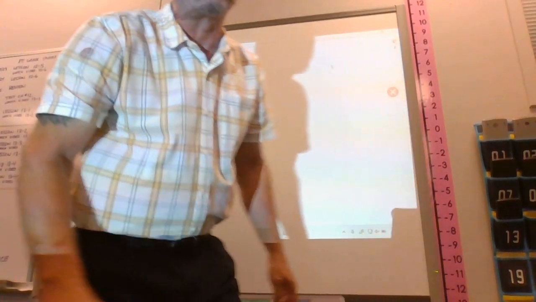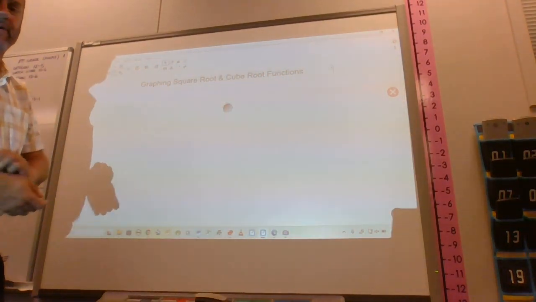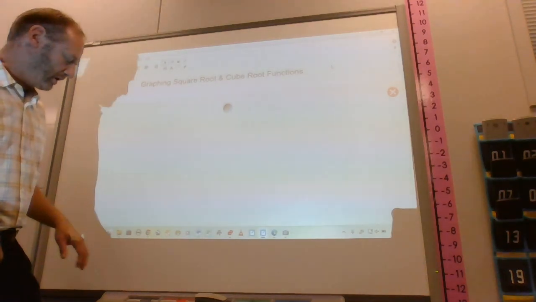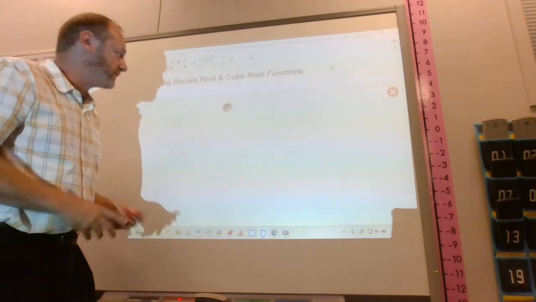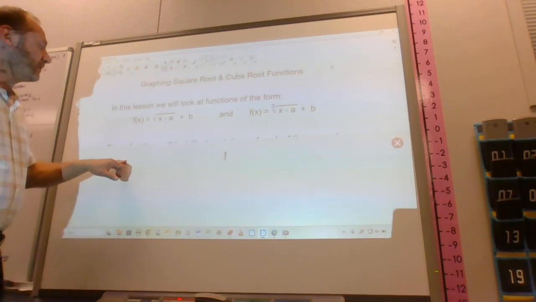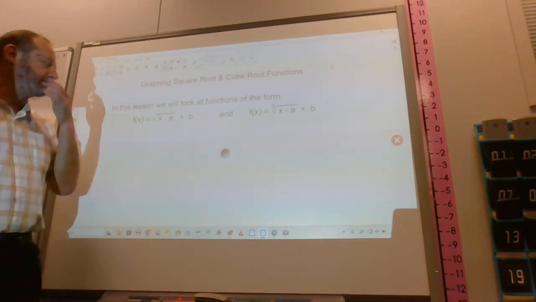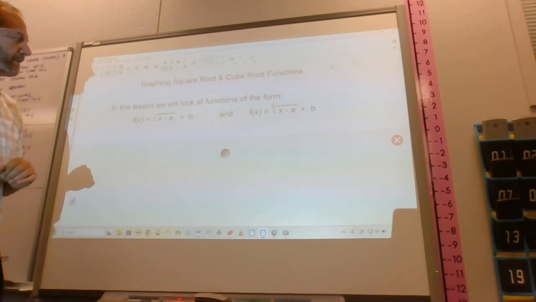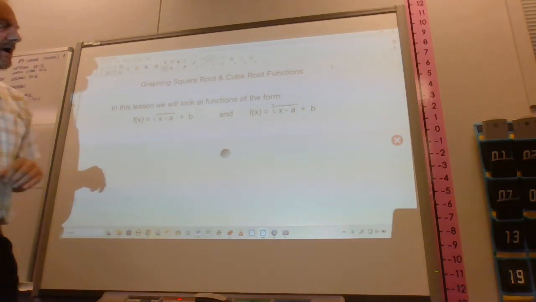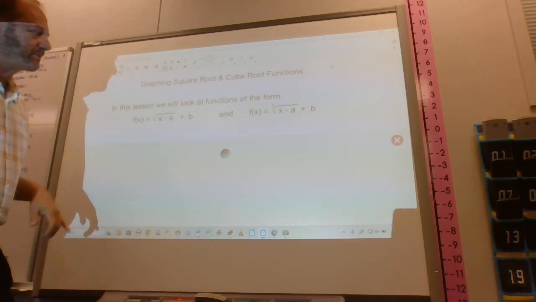Hi guys. Okay, we're going to talk today about graphing square root and cube root equations. We're going to look at equations that look like this: f of x equals the square root of x minus a plus b, and f of x equals the cube root of x minus a plus b.